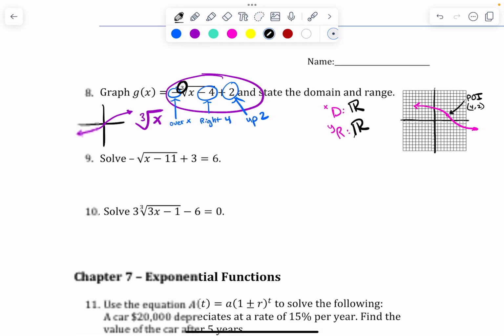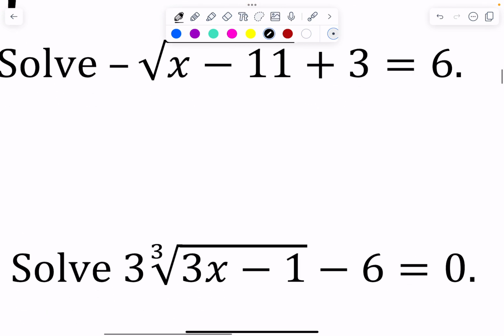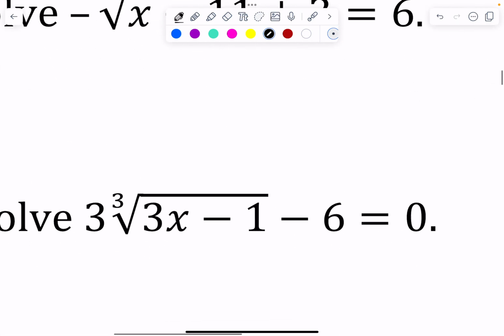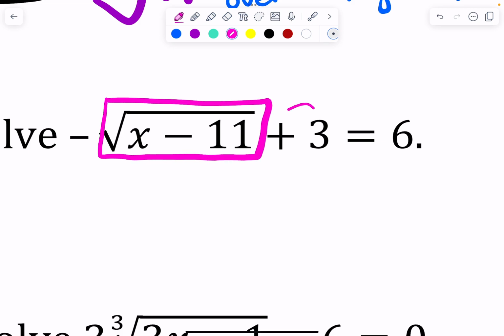All right, let's keep on going. Number 9, we want to solve this thing. We're solving both of these, 9 and 10, and the first one is a square root function. The very first thing I need to do is get this square root by itself. I've got this 3 interfering and the negative interfering, and we've got to decide which one gets booted to the other side first. Order of operations says subtract the 3.